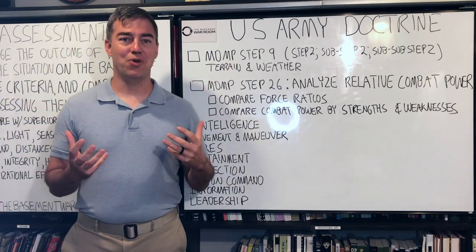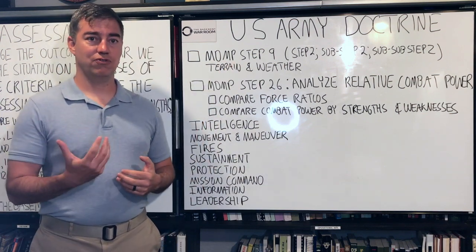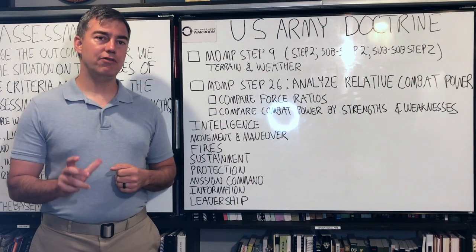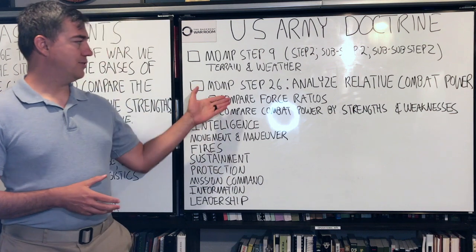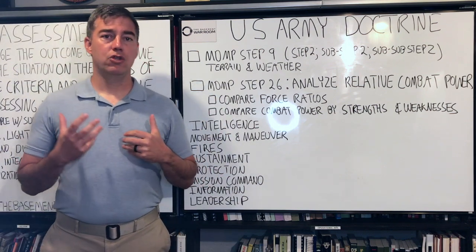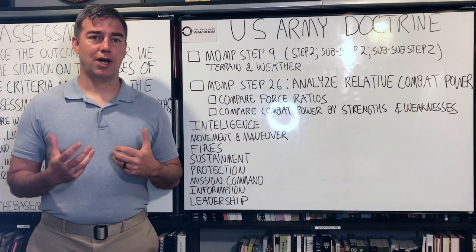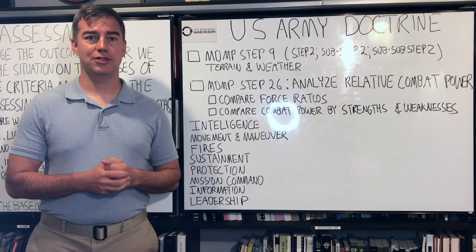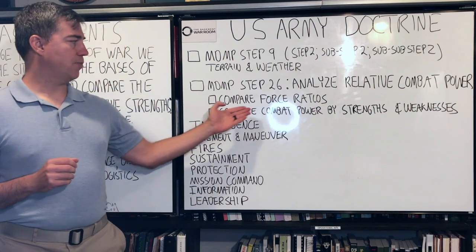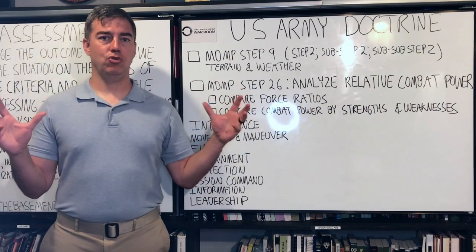Okay, so that's terrain and weather. And it is, of course, very similar to climate and terrain that Sun Tzu talked about. But even more similar is step 26, analyze relative combat power. So in this, U.S. Army doctrine, the military decision-making process says, hey, assess the ratio of forces, compare force ratios between the 2 opposing sides.